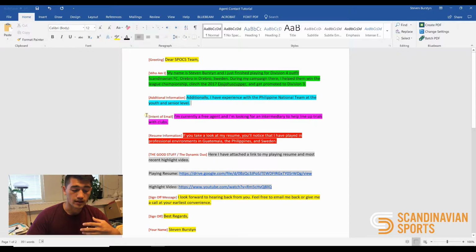The next line, or fourth line, is the intent of the email. The intent of the email means what is the purpose of you sending him an email. My purpose is I'm currently a free agent and I'm looking for an intermediary or an agent, a middleman, to help line up trials with clubs.